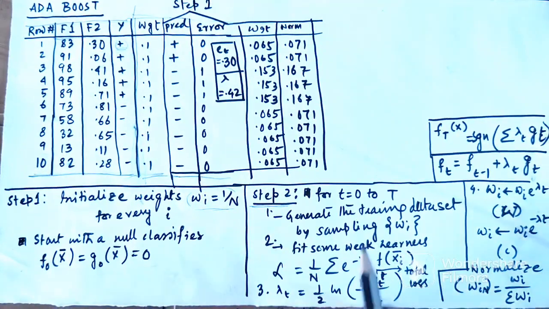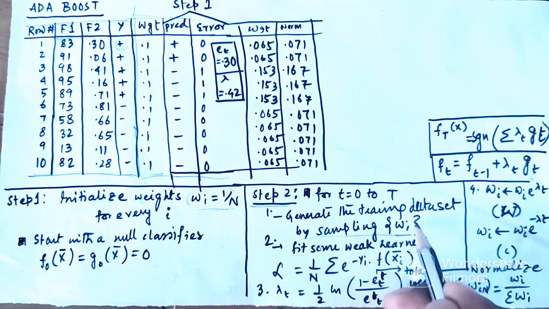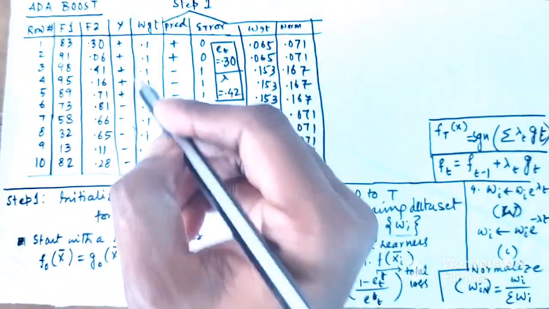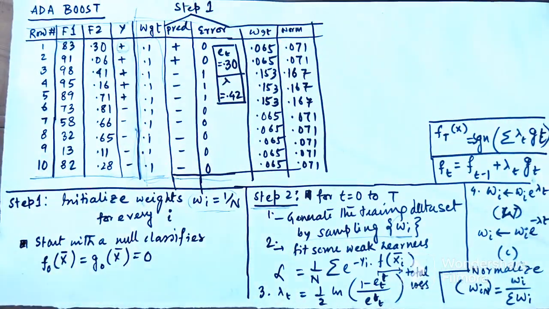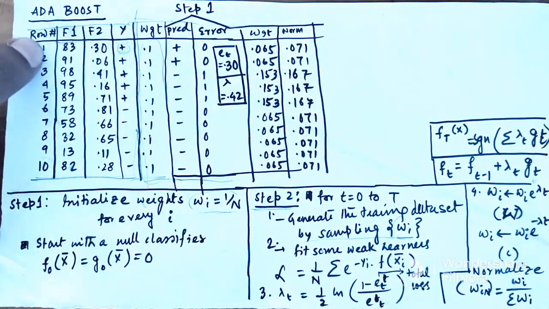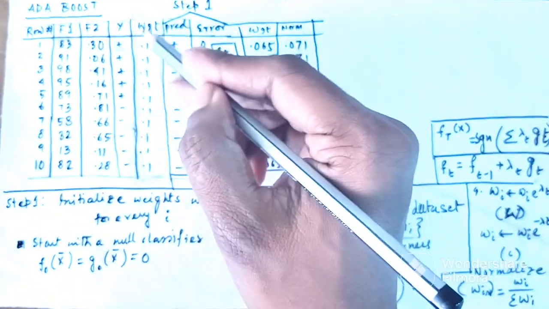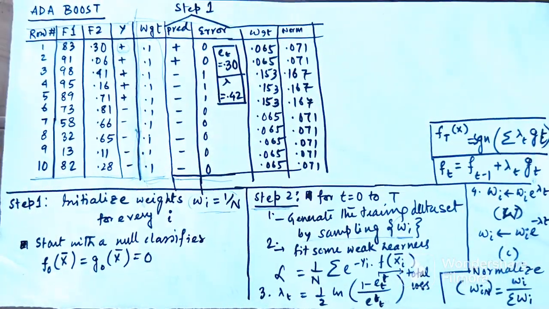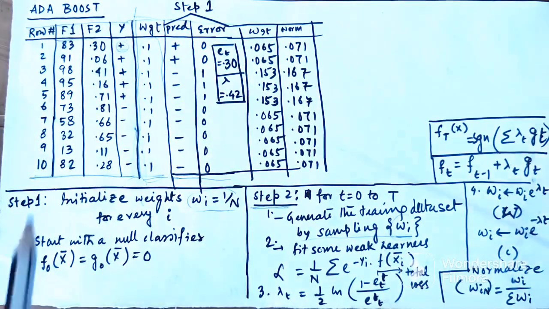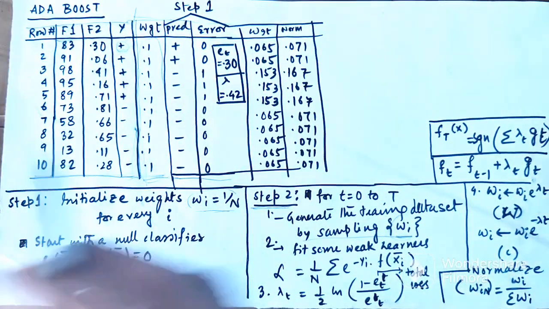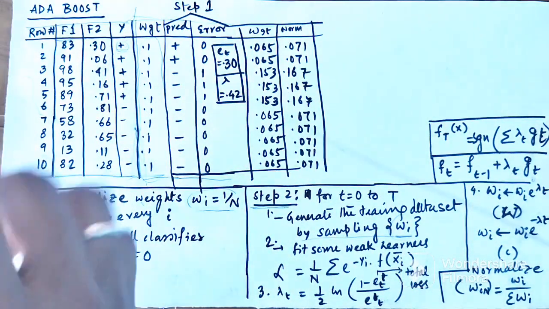What do you have to do? Generate the training dataset by sampling with wi. If the weight is this, then how can we make these samples? Because we will not train on all the entries in the first step. Since all these are the same weights, you can take random samples. Let us suppose you want to train the classifier on only 7 data points, so you can randomly take 7 data points out of this dataset.